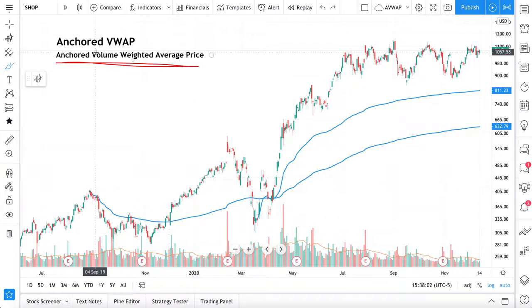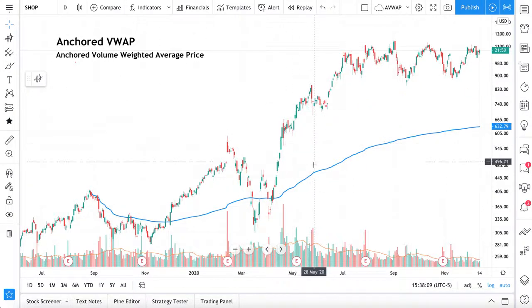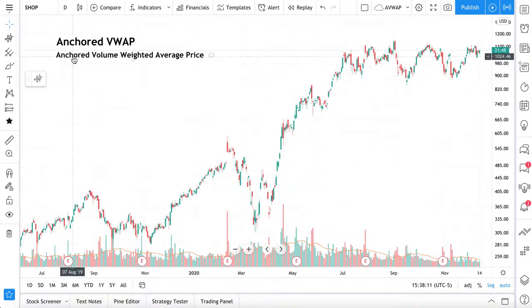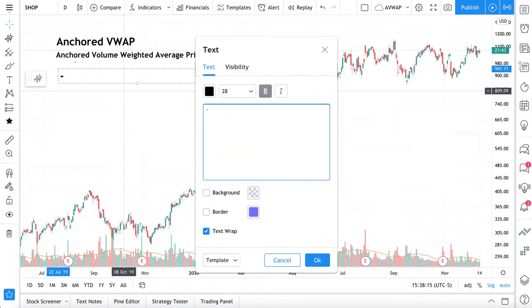Super important. Why is that important? The reason why anchored volume weighted average price is so important is because it's one way you can find, let's write this down, supply and demand.